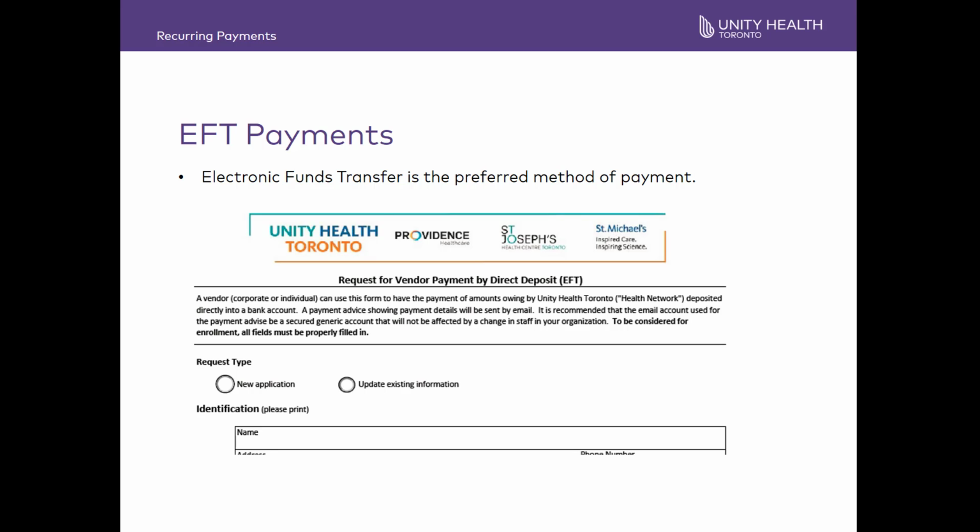Electronic fund transfers are the preferred method for payments when the recipient has a Canadian bank account. This will ensure payments are more timely and accurate. It is good practice to include this form every time to ensure payment details are up to date.